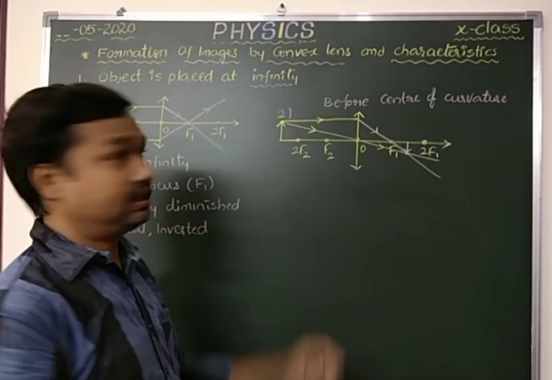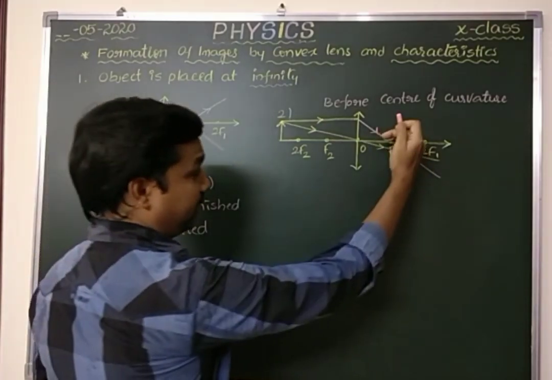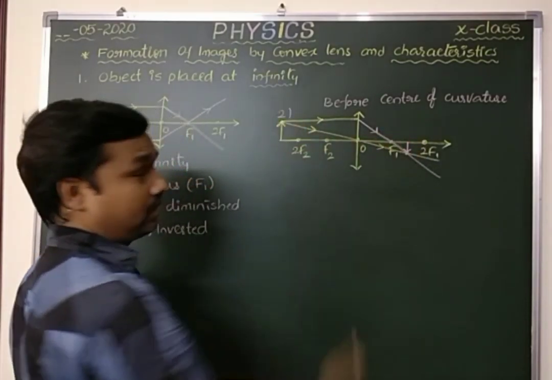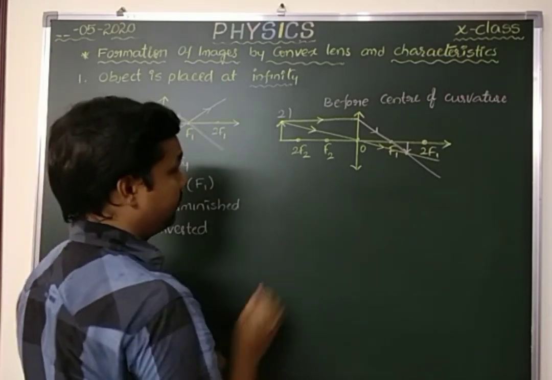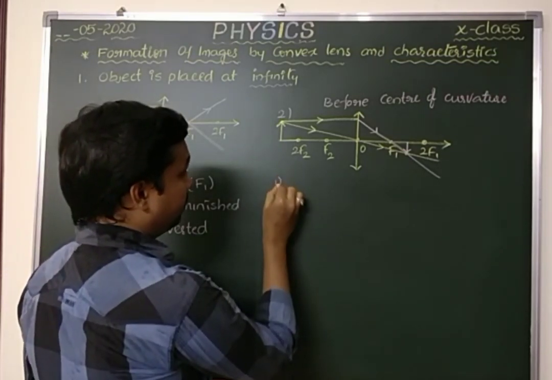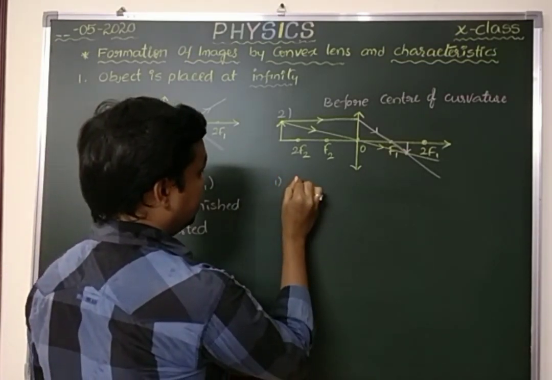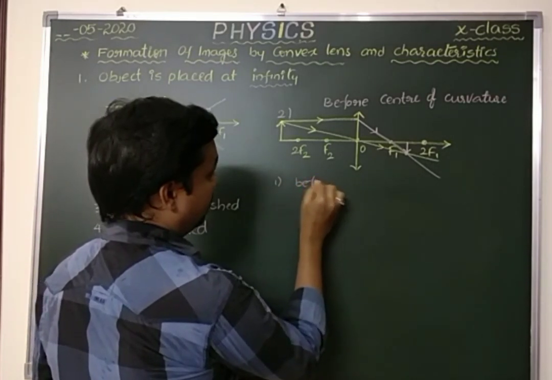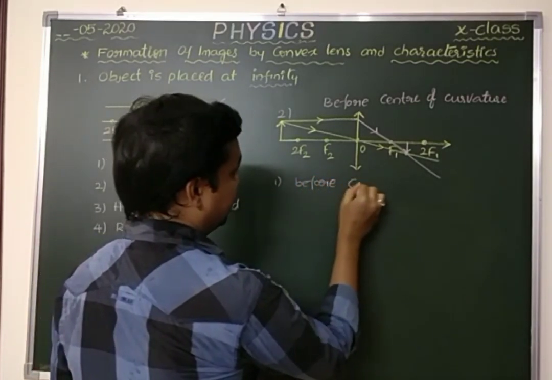Real image is always an inverted image. We are getting it below the principal axis, and the object is above the principal axis. So where is the object? Object is before center of curvature.